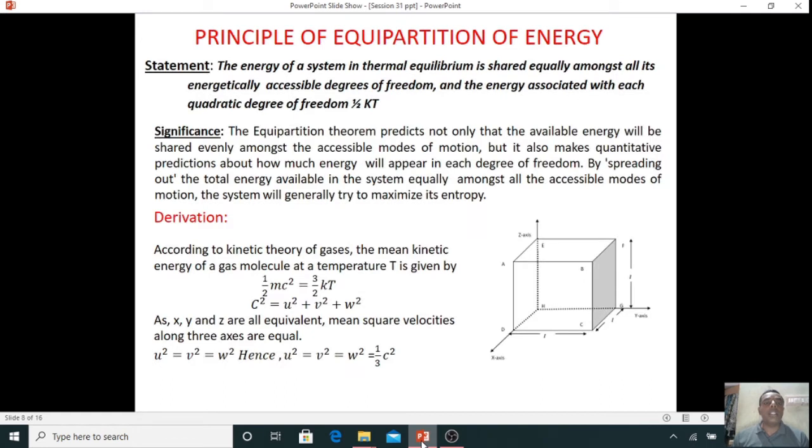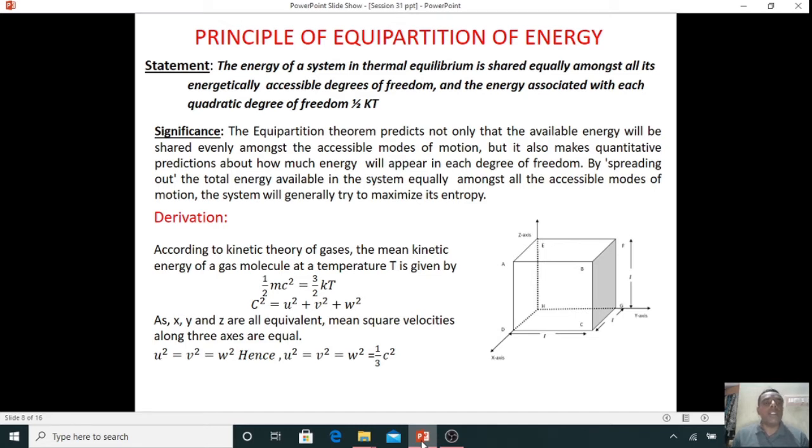Now, the principle of equipartition of energy. The energy of a system in thermal equilibrium is shared equally among all its energetically accessible degrees of freedom, and the energy associated with each quadratic degree of freedom is of kT. This is the statement of the principle of equipartition of energy.